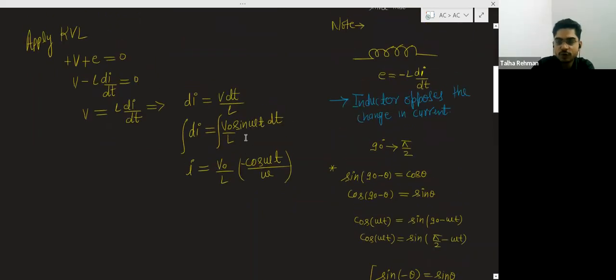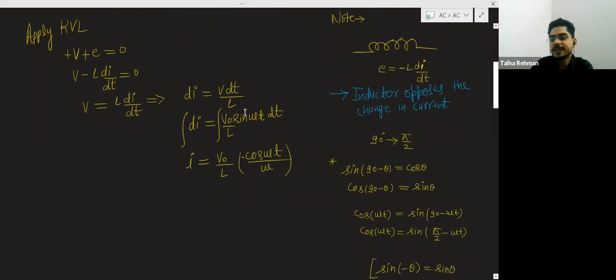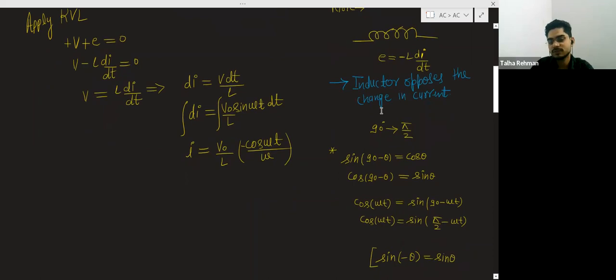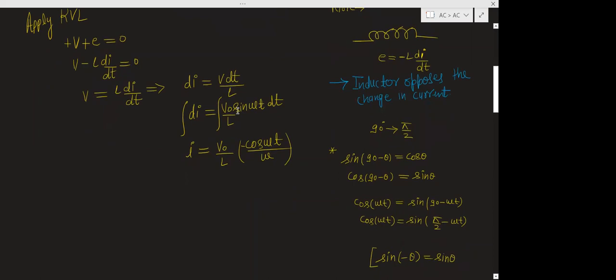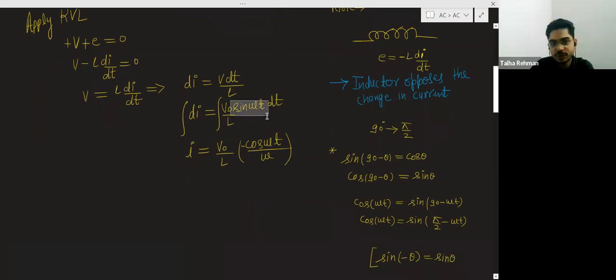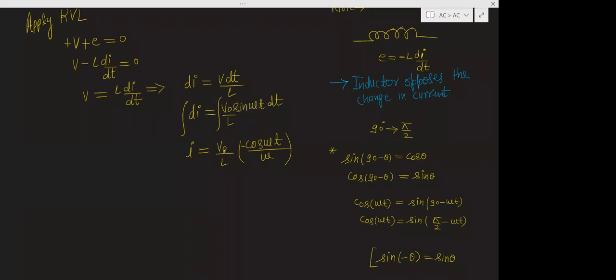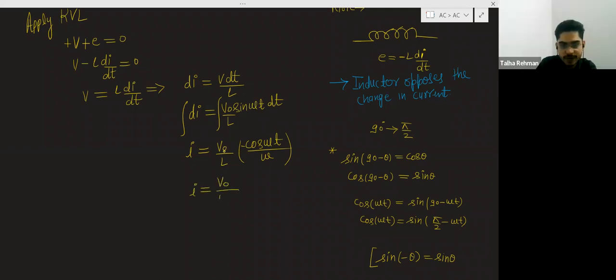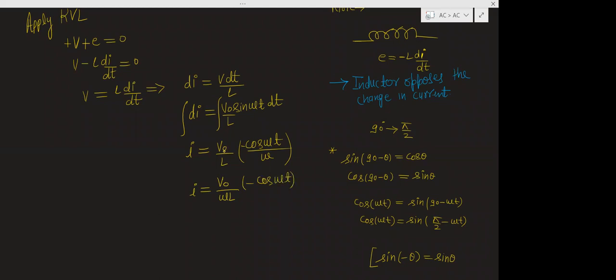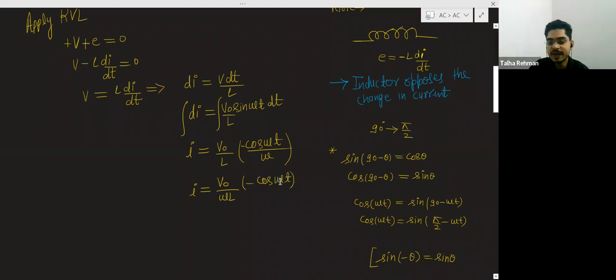Integration of sin is minus cos. When you integrate this sin omega t, because V naught by L is constant, that is why I have taken it outside. So you will get finally I is equal to V naught by omega L, minus cos omega t. We cannot separate omega because omega is the angle.